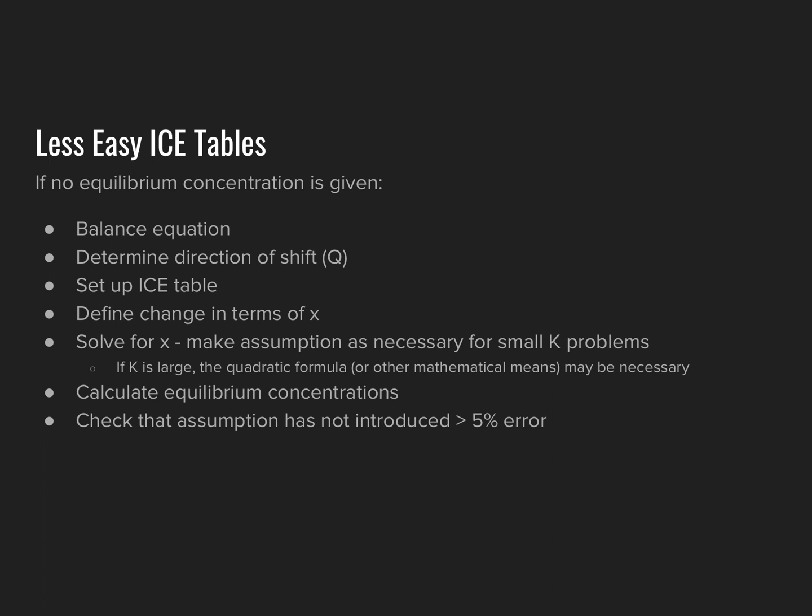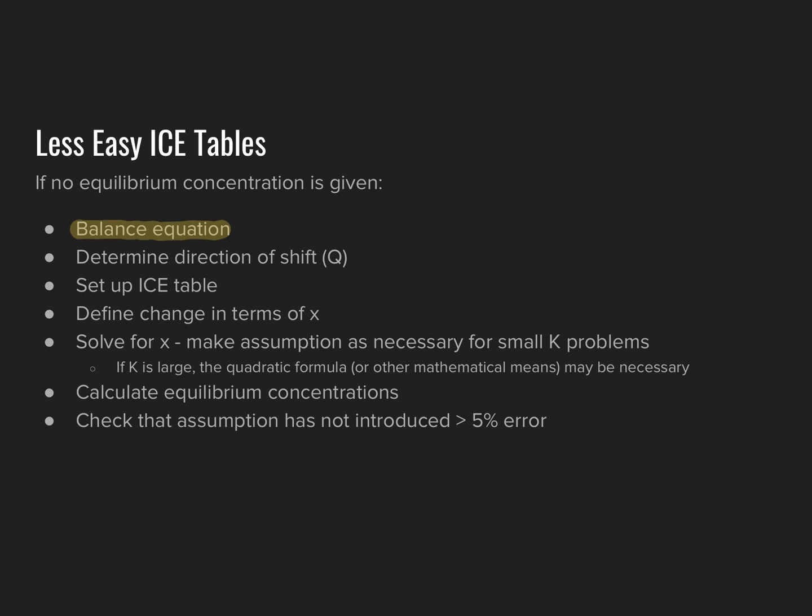So if we find ourselves in a position where we do not have an equilibrium concentration of any species given, we're going to go ahead and follow the following sequence of steps to get to the equilibrium concentrations in solving the ICE table. First and foremost, number one, we've got to make sure you're working with a balanced chemical equation, because the mole ratios of that balanced chemical equation will determine the relative changes in concentration of each of the species as the system approaches equilibrium.